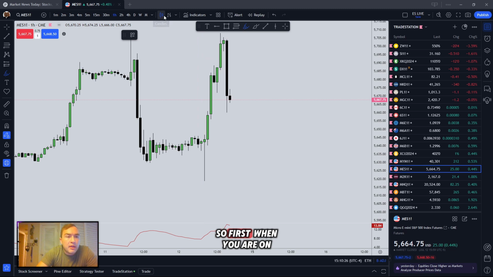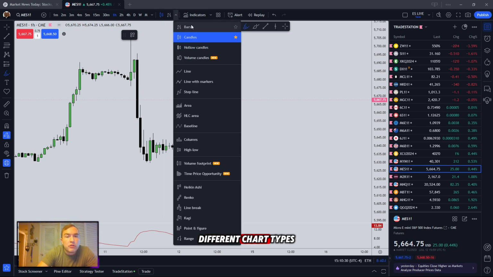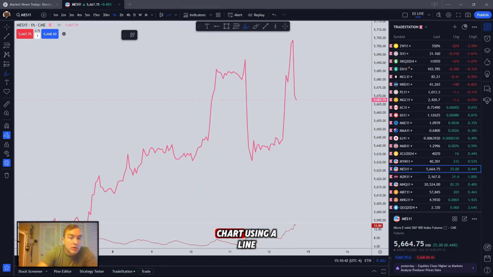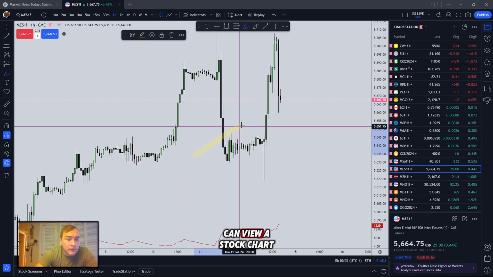So first, guys, when you are on TradingView, how you can get to the different chart types is at the top of the screen. If you click down from bars, click candles, this is how you get on a candlestick chart. There are other charts available. For example, you can look at a stock chart using a line. The line is not something that I use at this time, but I've used it before, and it can show you plenty of information. So, guys, candlestick chart's not the only way that you can view a stock chart.